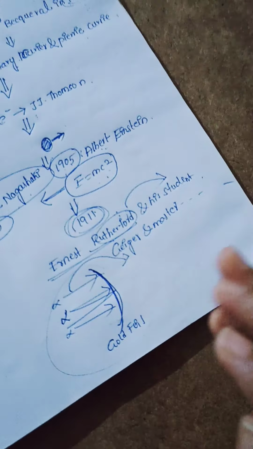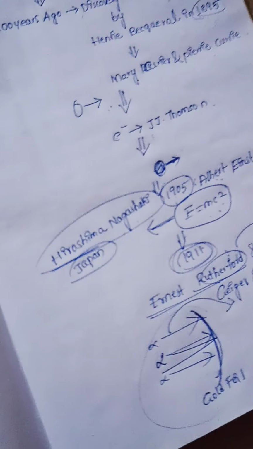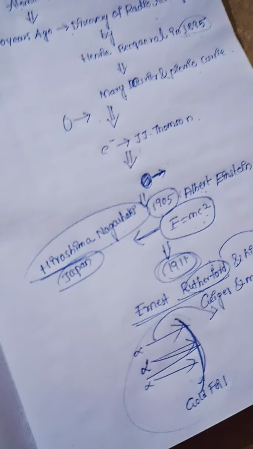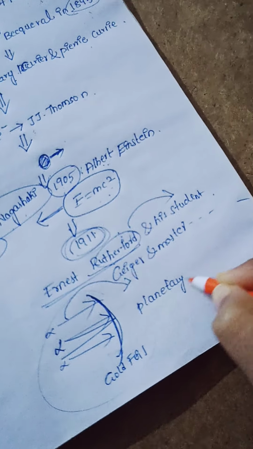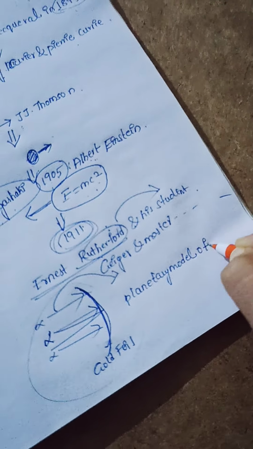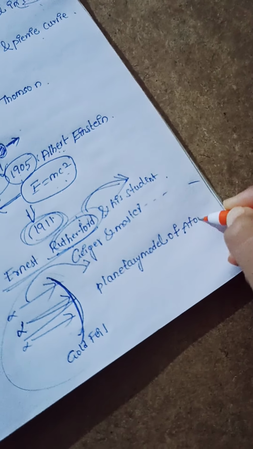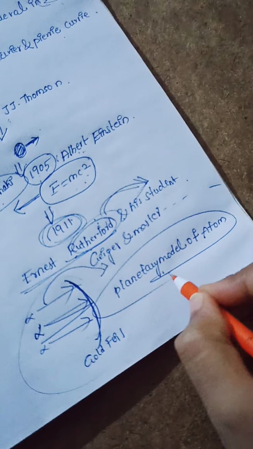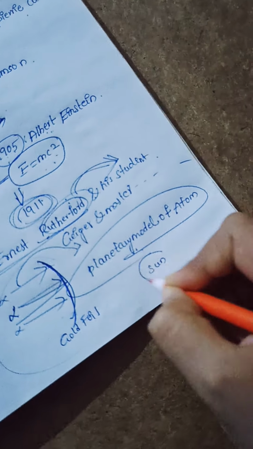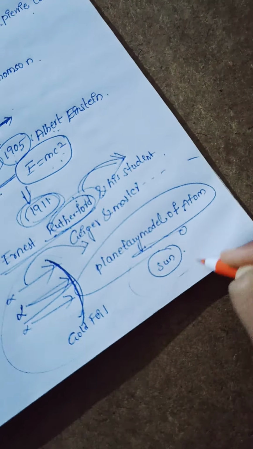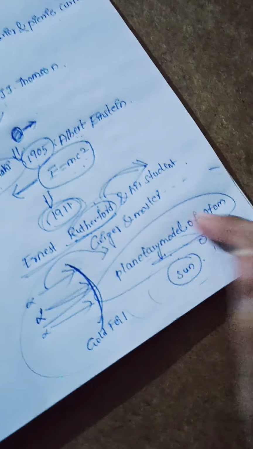After the completion of the series of experiments, he concluded and gave the planetary model of the atom. This was given by Rutherford and his team. The planetary model of the atom is exactly like our solar system. What is our solar system? The sun is at the center and all the planets are revolving around the sun. Like that, the nucleus is at the center and the electrons are revolving around it.